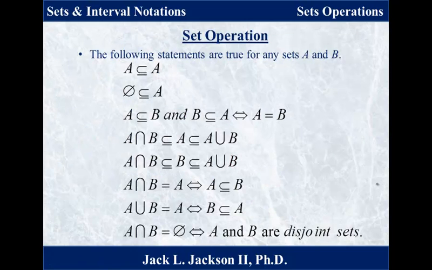Okay, so here's some basic true set statements for any sets A and B. A is a subset of A for any set A. The empty set is a subset of A for any A. If A is a subset of B and B is a subset of A, the only way that can happen is if A equals B. And so that's an if and only if statement. A equals B implies that A is a subset of B and B is a subset of A. And it goes the other way too, because if A is a subset of B and B is a subset of A, then A has to equal B.